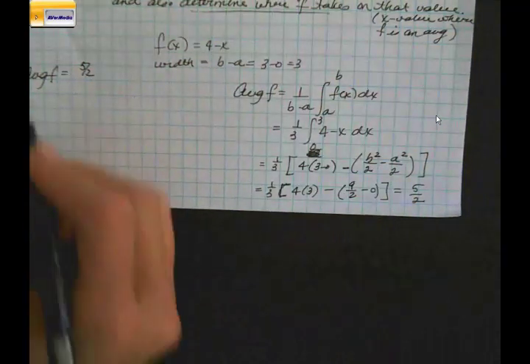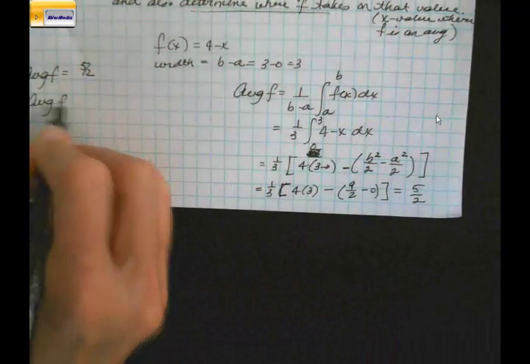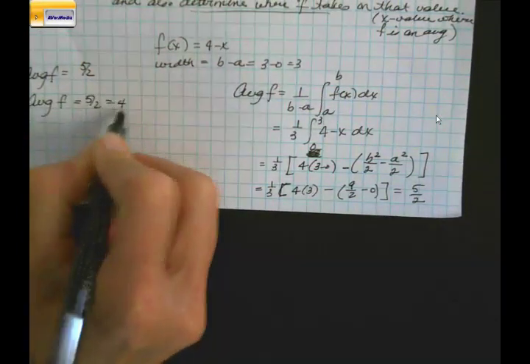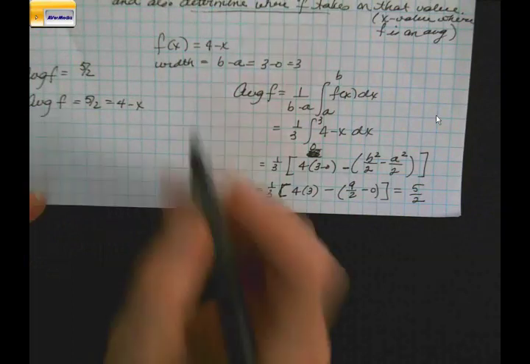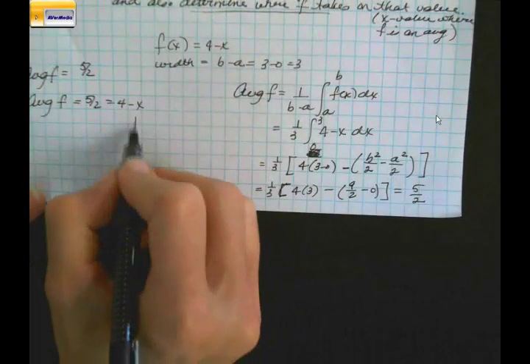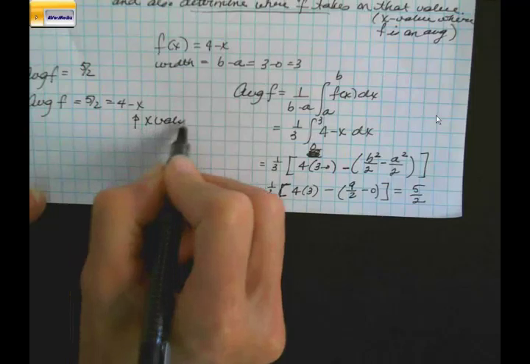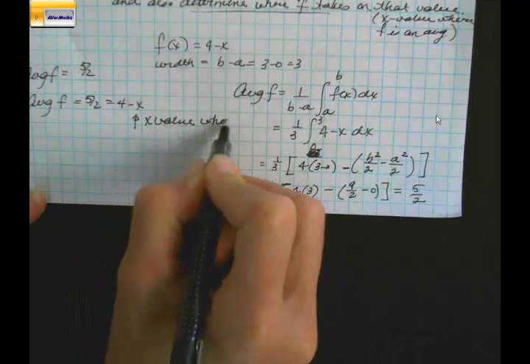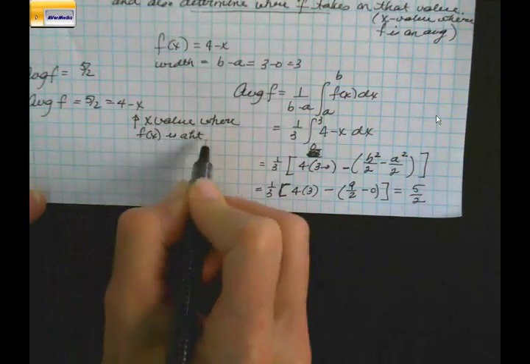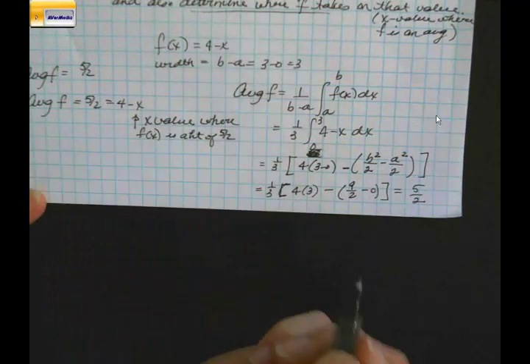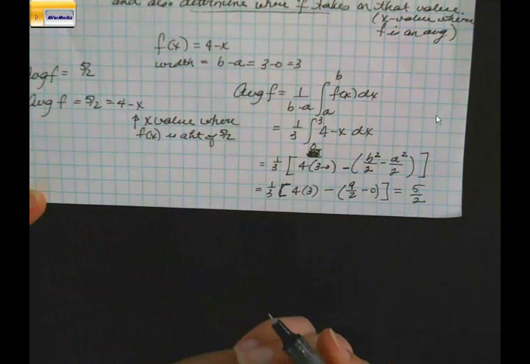So to do this, you set your average value equal to the function itself, to find the x value at which the height is 5/2. So maybe you should write this. This is the x value where f of x is a height of 5/2. It's that simple. Where the y value is 5/2, what is the x?